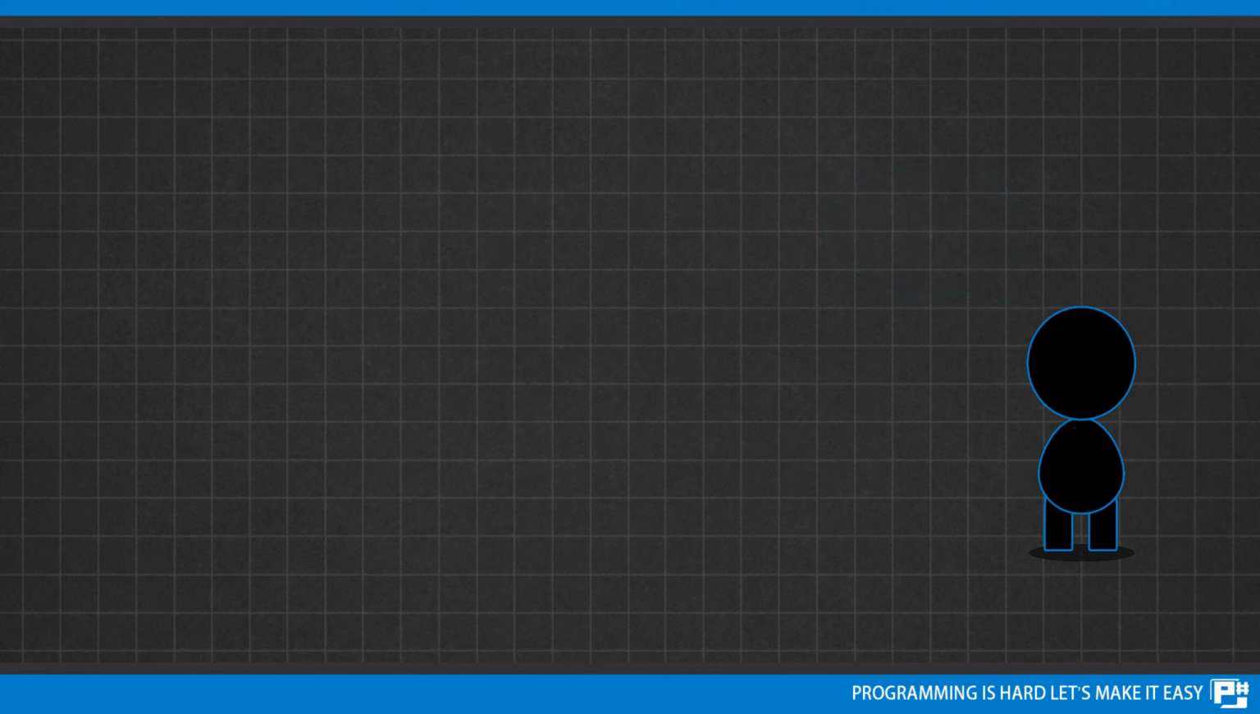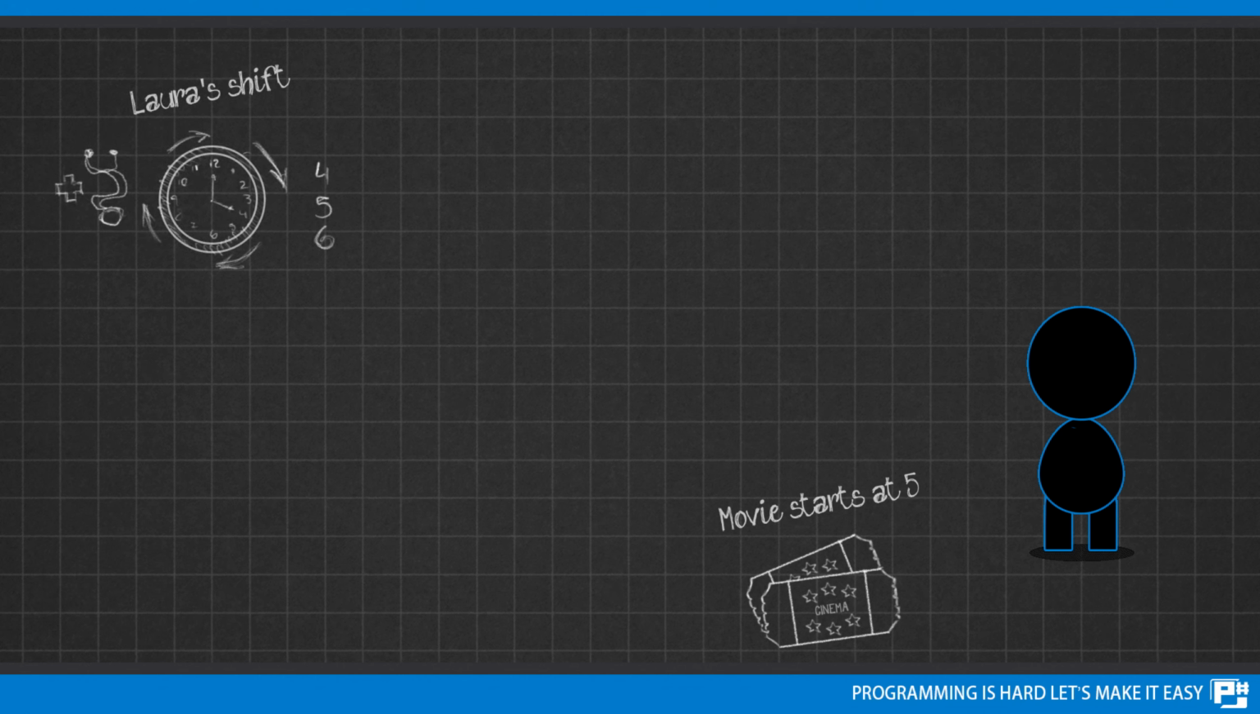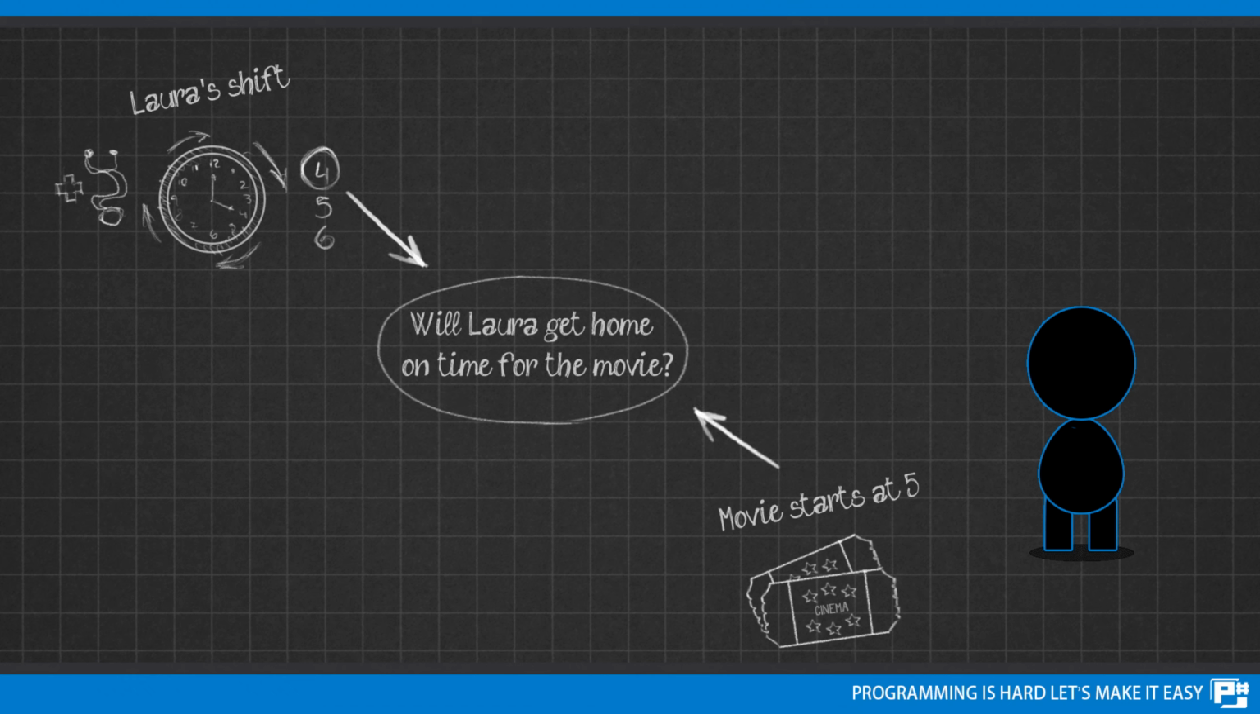John also loves going to the movies, but he's got a problem. He's got enough money from his allowance, but his mom Laura might not get back from work before the movie starts to give him a ride. Good thing she works nearby. The movie starts at 5, and Laura's shift usually ends at 4, 5, or 6 o'clock. Today, Laura ends her shift early and arrives home at 4. Will Laura get home on time for the movie?